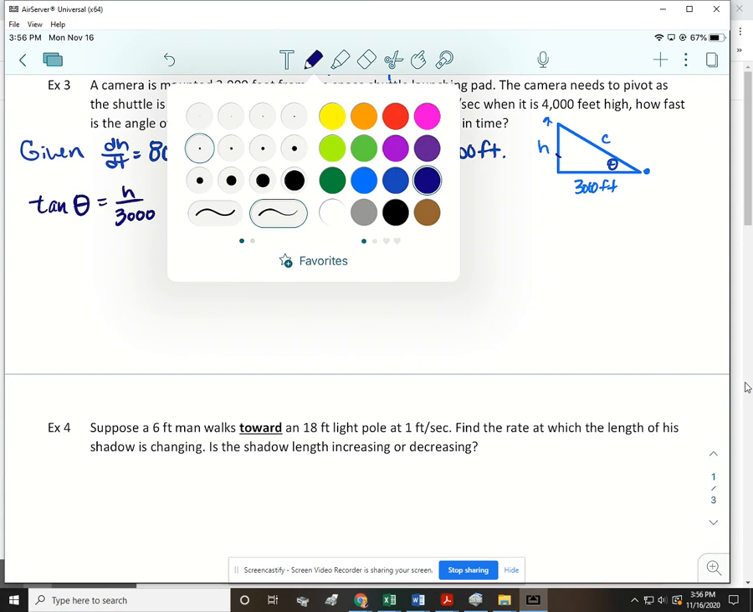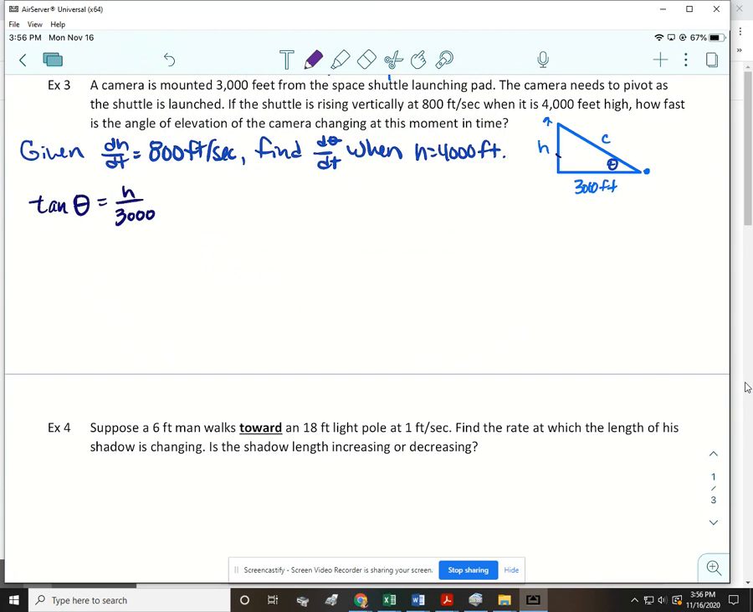All right, so then when I go to find the derivative of this with respect to time, the derivative of tangent of theta is the secant squared of theta d theta dt. And then h over 3,000 is the same as 1/3000th times h. So that's going to be 1/3000th dh dt. All right, and then I want to solve that for d theta dt. So that means I'm going to divide by the secant squared of theta.